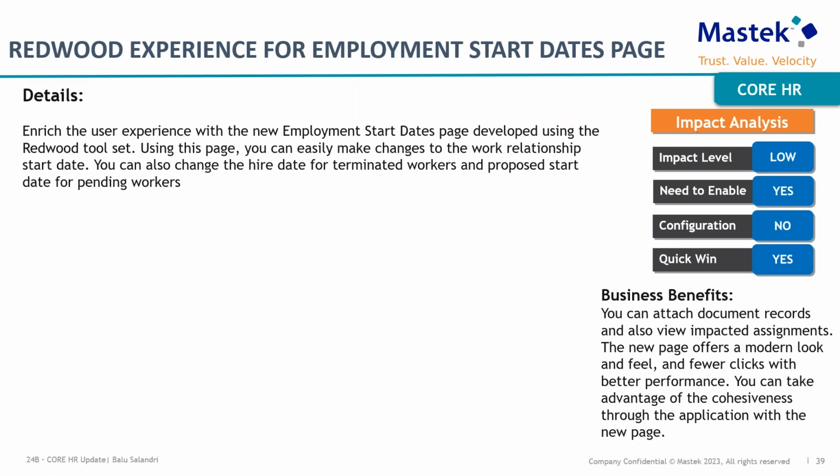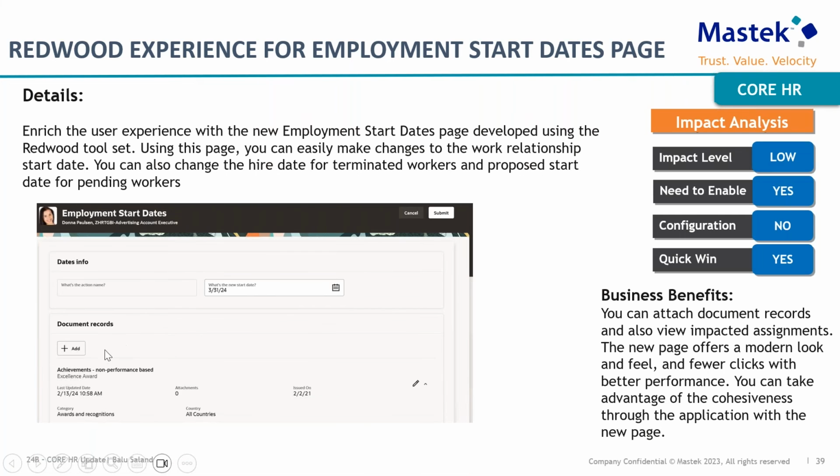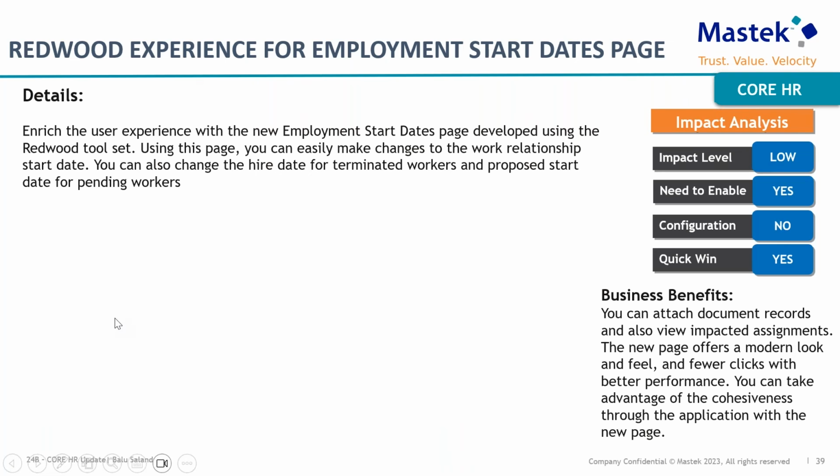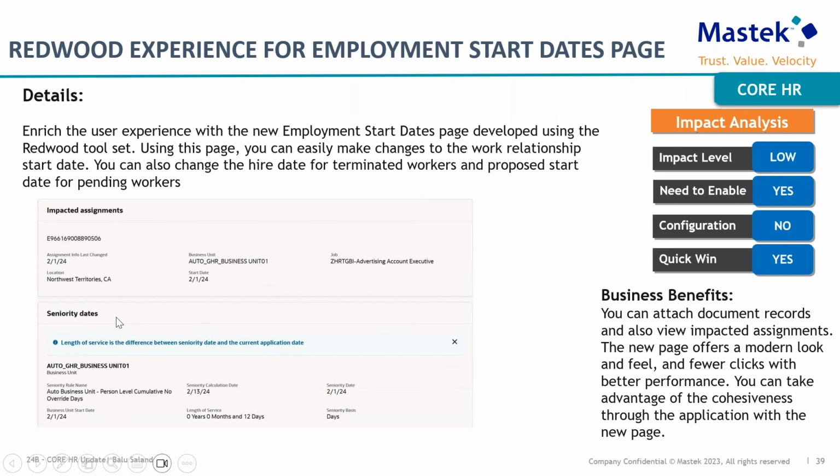The other feature in Redwood is the Redwood experience for employment start dates. As you know, the employment start dates are basically used to calculate the length of service of an employee. So we have a Redwood UI for the employment start dates page as well. You will be able to update the start date of an employee from the Redwood UI from now on, and you can attach the document records and also view impacted assignments.